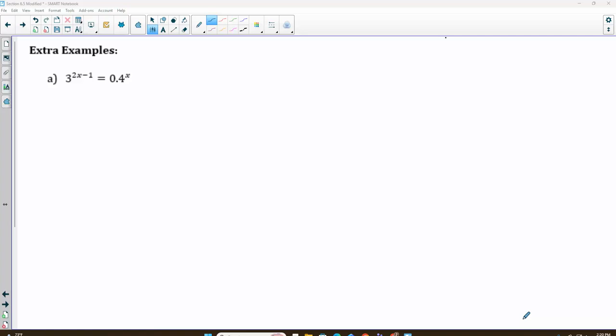Oh, go ahead. I don't even remember. Yeah, we added logs. Remember, it's an equation. If you add it on one side, you add it on both.